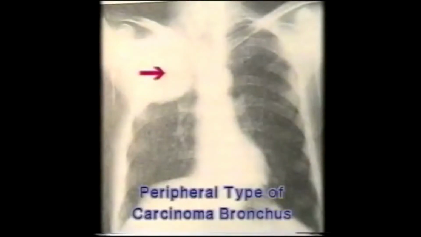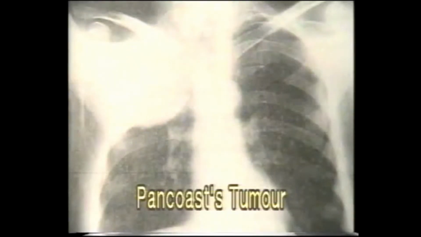A peripheral type of bronchogenic carcinoma affecting the upper lobe, eroding and destroying the upper ribs, and affecting the brachial plexus at the root of the neck is termed as Pancoast's tumor. Note the dense opacity in the right apex with rib destruction. The patient had presented with weakness of the right arm. This was a case of Pancoast's tumor.